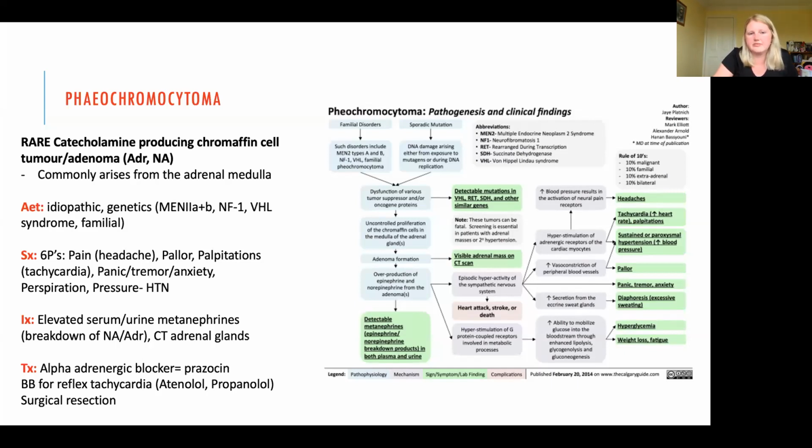The symptoms are really just overactivity of the sympathetic nervous system, and you can check the urine for the metabolites of those, but you're less likely to be asked about that. It's more just what is Pheo and what are the associations.